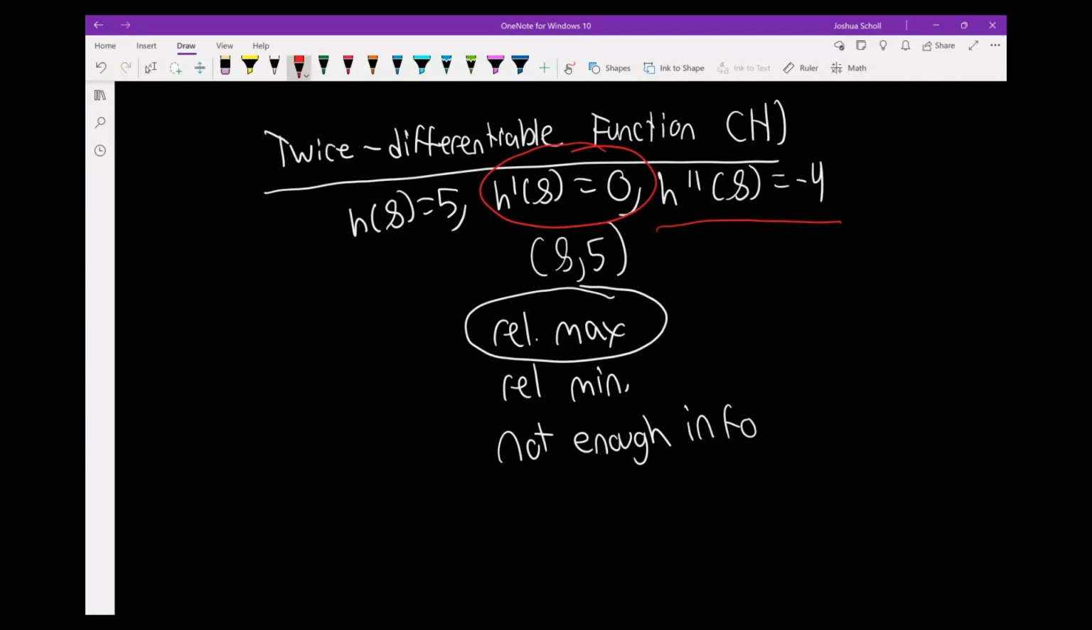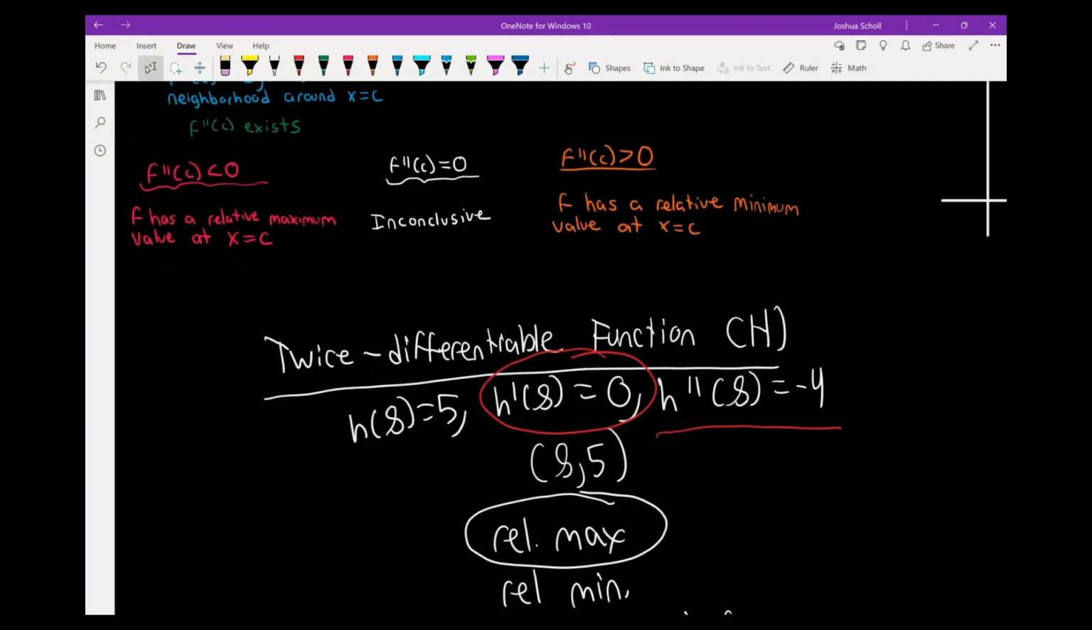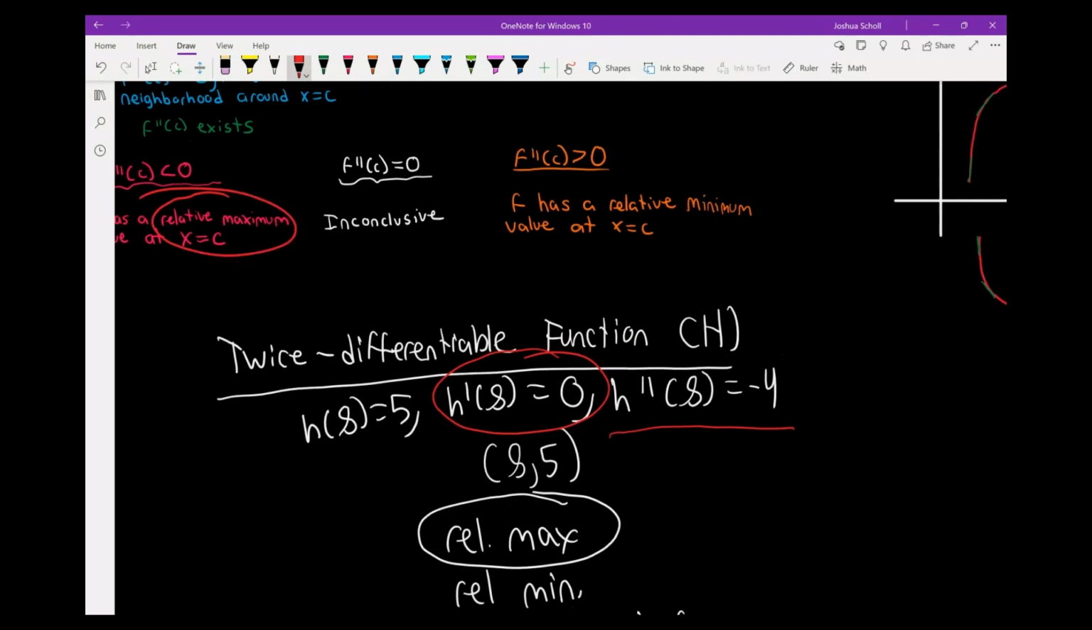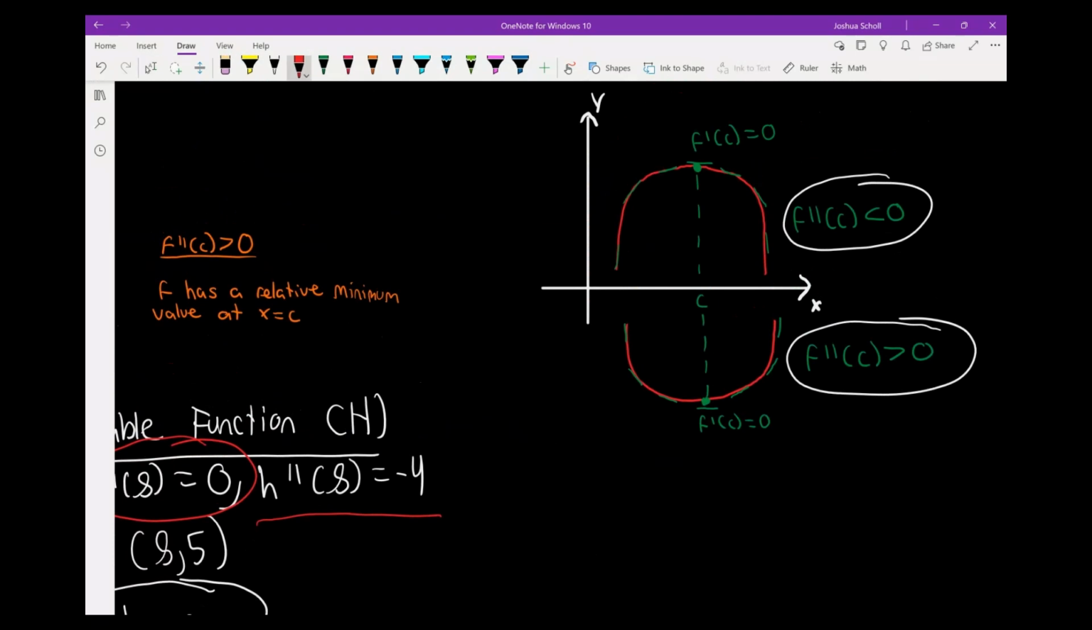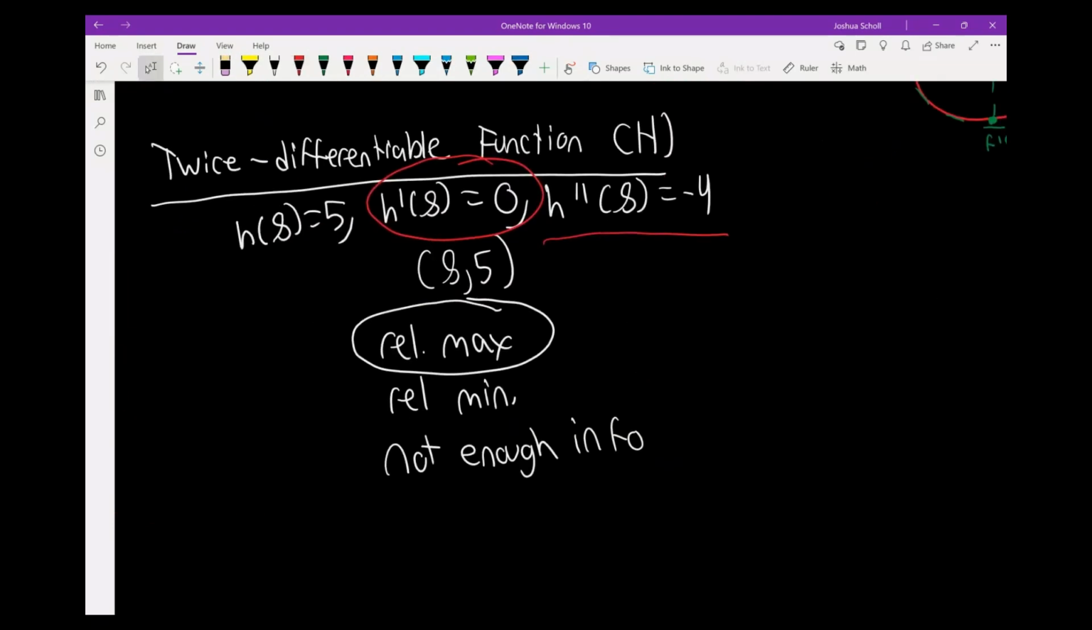Because the second derivative is less than 0, we know that the function has a relative maximum, as shown here. And because it has a relative maximum, it's also concave down. So we know that relative maximum was the correct answer.